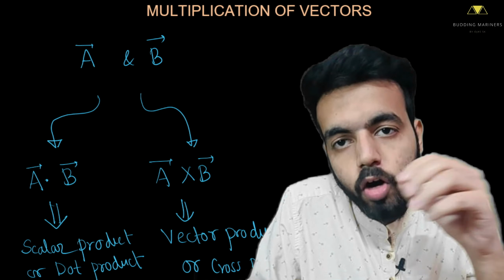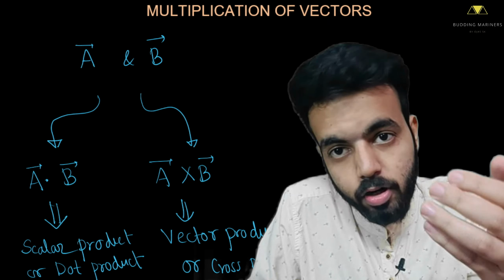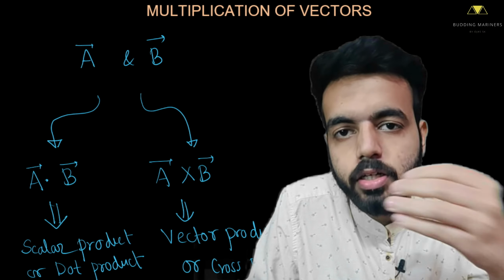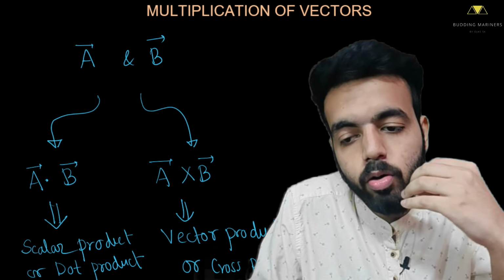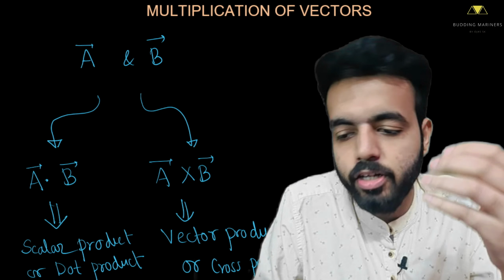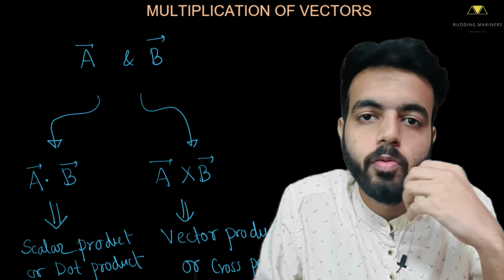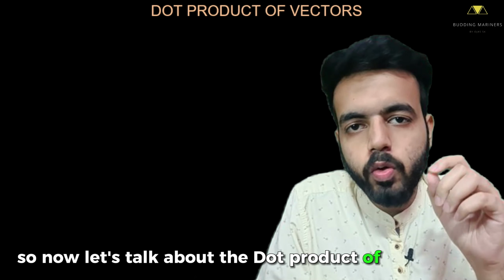That is why the dot product is called scalar product, because the outcome is scalar, and the cross product is also called vector product because the outcome is a vector and it will have both magnitude and direction, while the dot product will only have a magnitude. So now let's talk about the dot product of two vectors.